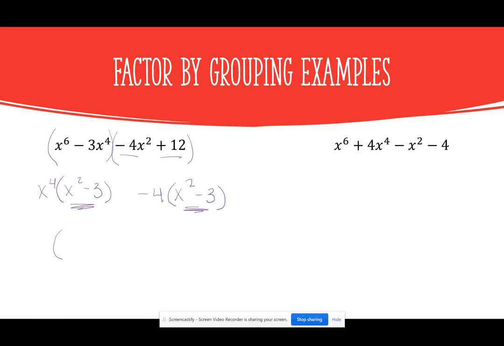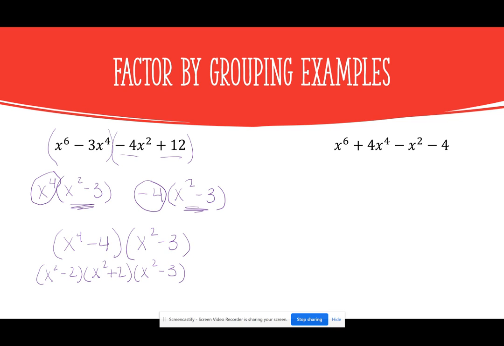these two parentheses, your first set of parentheses is what you pulled out. So x to the 4th minus 4. And your second set of parentheses is the matching set, just written once, so x squared minus 3. Then see if you can factor it any further. This is the difference of two squares. So we have x squared minus 2, x squared plus 2, and x squared minus 3. That now cannot be factored any further.